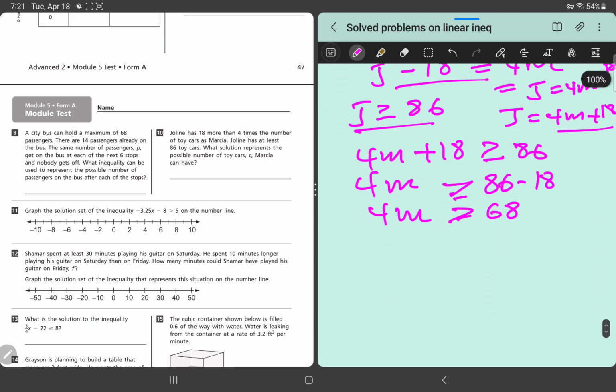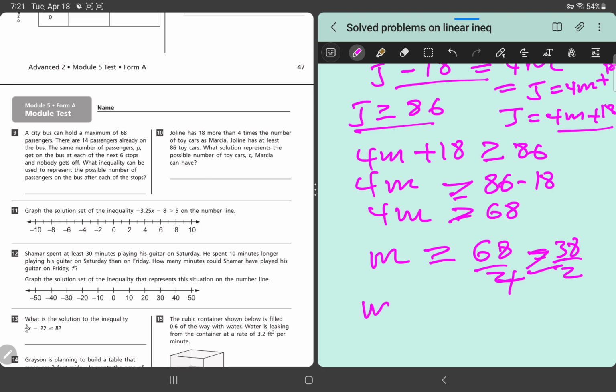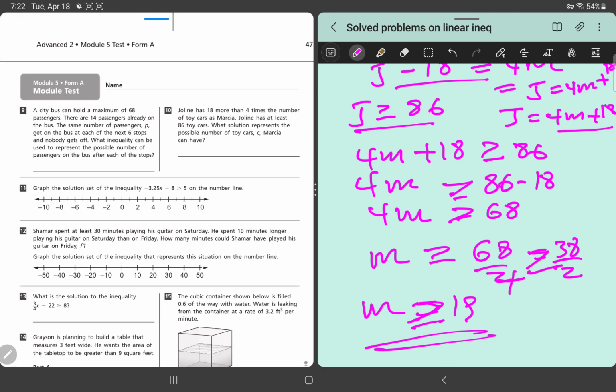Now divide both sides by 4. So the number of toys Marisha has is greater than or equal to the result over 4, which gives at least 90. The number of toys Marisha has is greater than or equal to 90. That's how you do it.